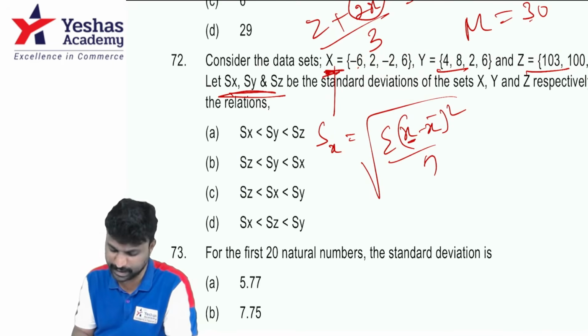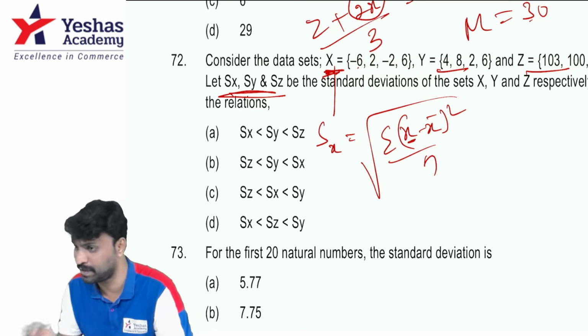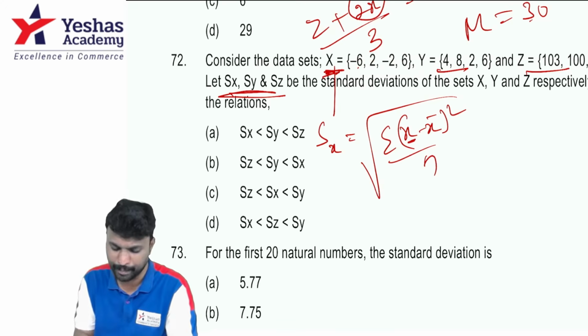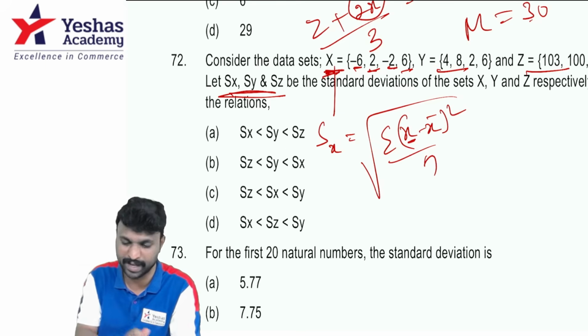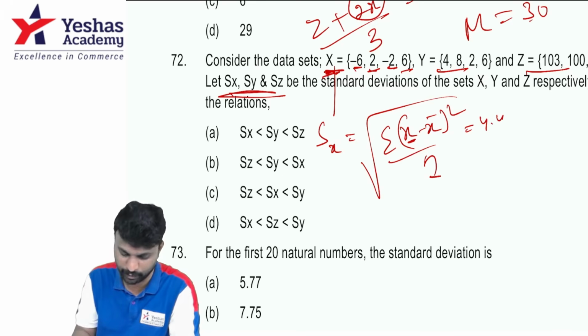So we just have to take the square of each observation and add for summation x minus x bar the whole square. Minus 6 the whole square is 36, plus 2 the whole square is 4, plus minus 2 the whole square is 4, plus 6 the square is 36, divided by n. How many observations? 40. Press equal, press the root. I get Sx as 4.47.